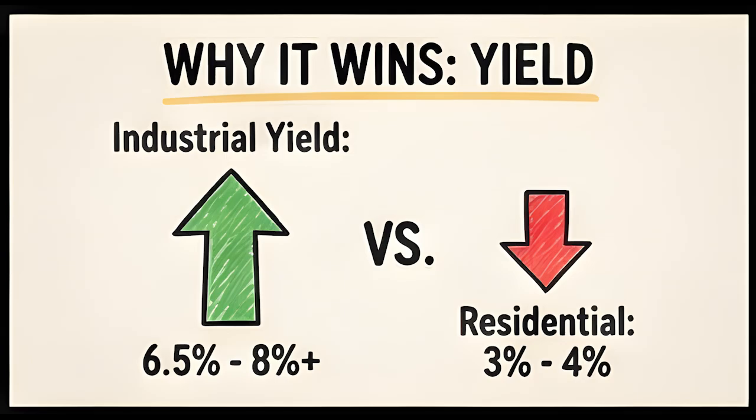Why? Superior yield. We are seeing yields that can push well past 6.5% and even into the 8% range, especially in the outer metropolitan hubs. Compare that to residential yields of 3% or 4%, and the cash flow difference is profound.